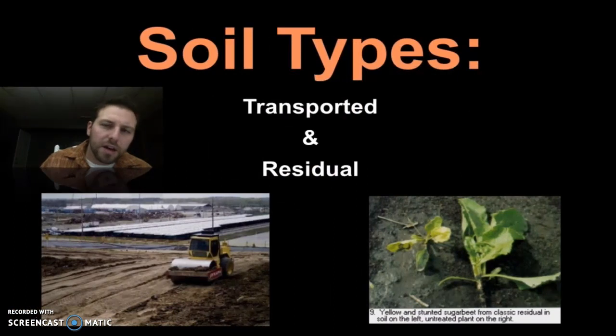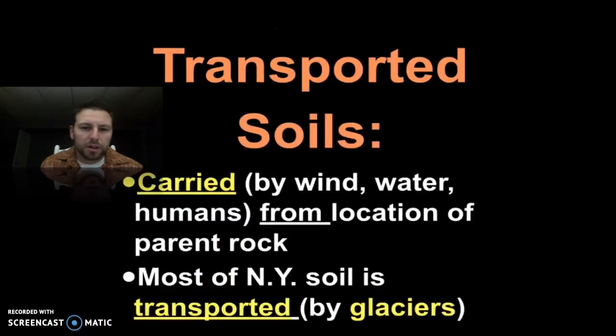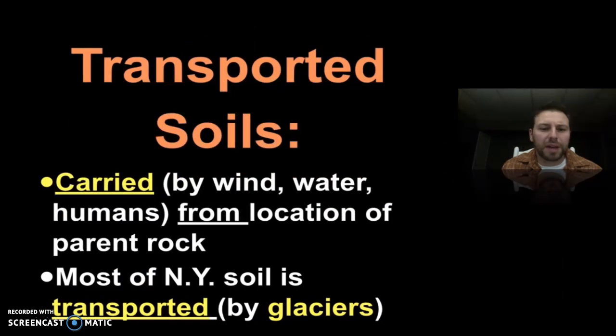Soil types. There are two major types of soil. We have transported and residual, and pretty much the names give their soil type away. Transported soils are soils that have been carried by wind or water from the location of the parent rock. So that means it weathered, broke down, and then something moved it. Most of New York soils is actually transported soil that was brought by glaciers.